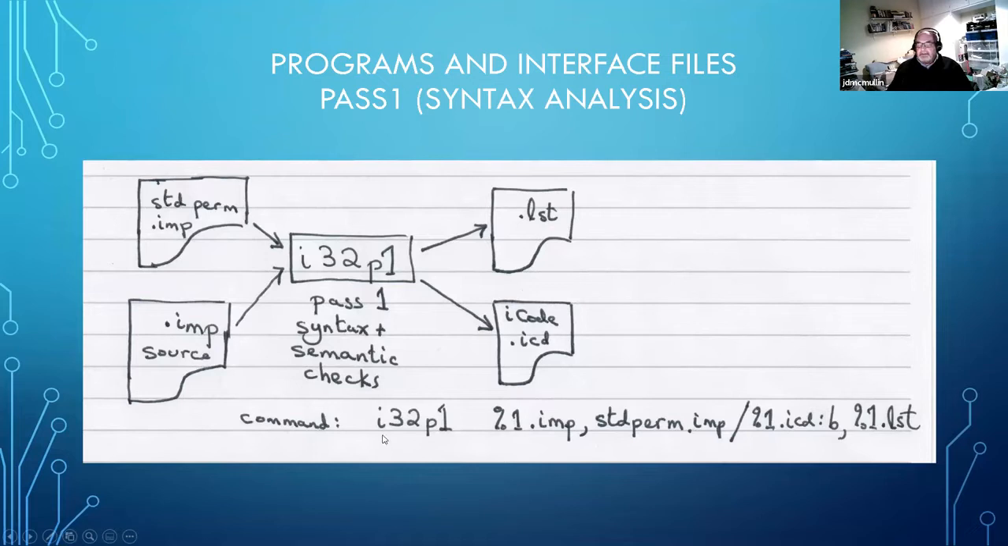So if you wanted to run it directly, you'd have to run the program I32P1, which is the pass1 program, declare which program you want, the %1 imp file, reference a standard perm file, then the outputs are given by the ICD, and notice the ICD:B means it's going to be a binary file. You have to specify that to let the compiler know it's going to be generating a binary file. The slash in this case separates the input files from the output files.